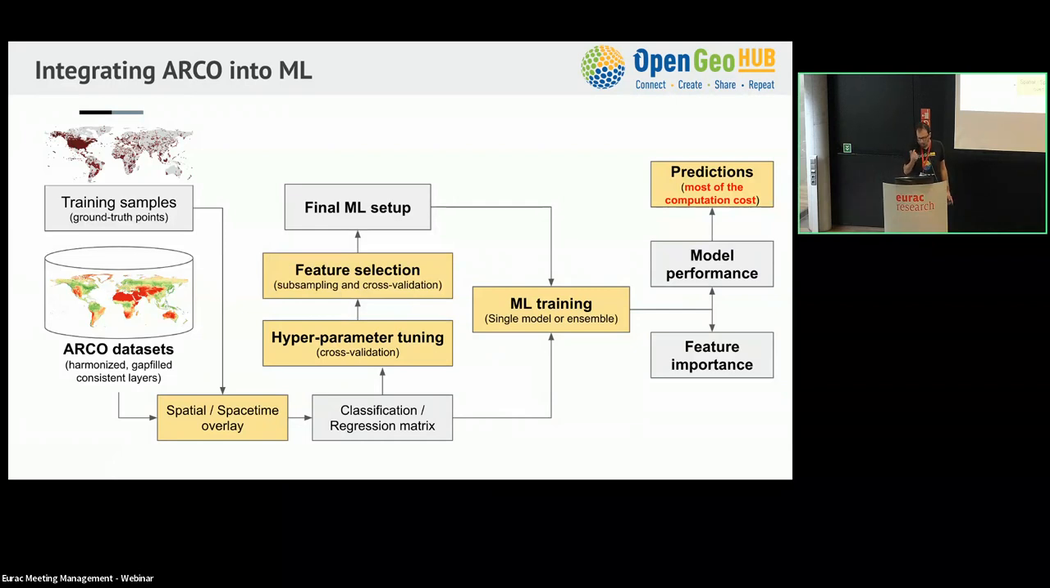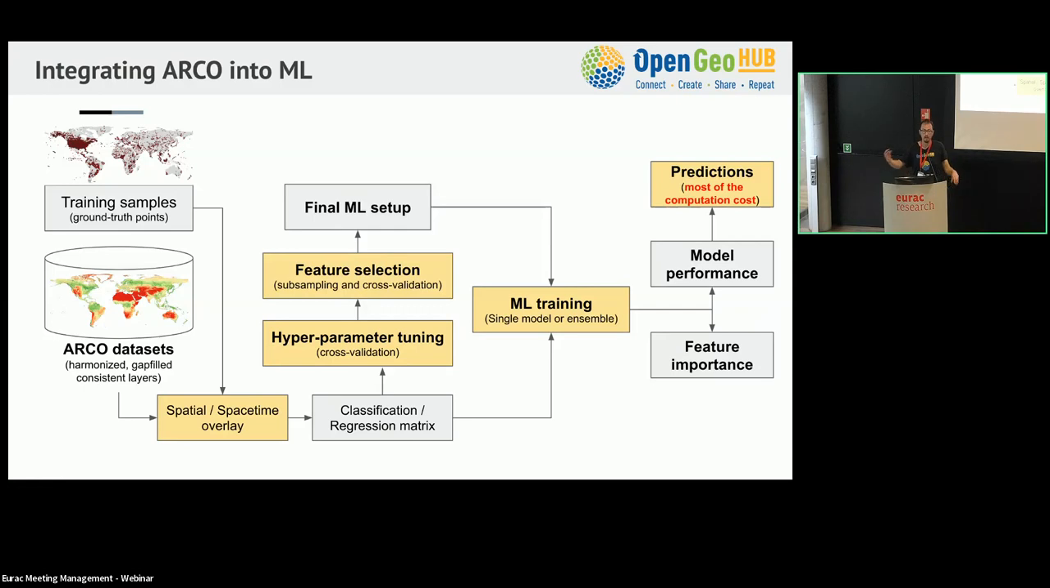Internally, what we do is build all these ARCO datasets and plug them into a machine learning pipeline. Basically we do the overlay, and we build the classification and regression matrix. Here's a standard machine learning pipeline. We train models and we do predictions. We are constantly doing it internally, so we have quite a lot of data organized.